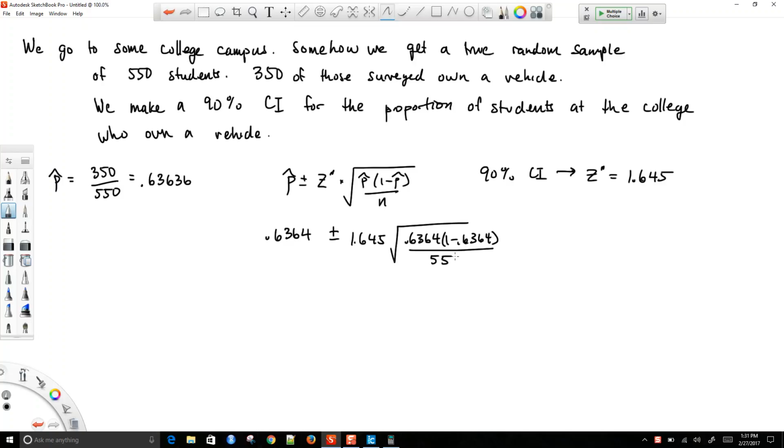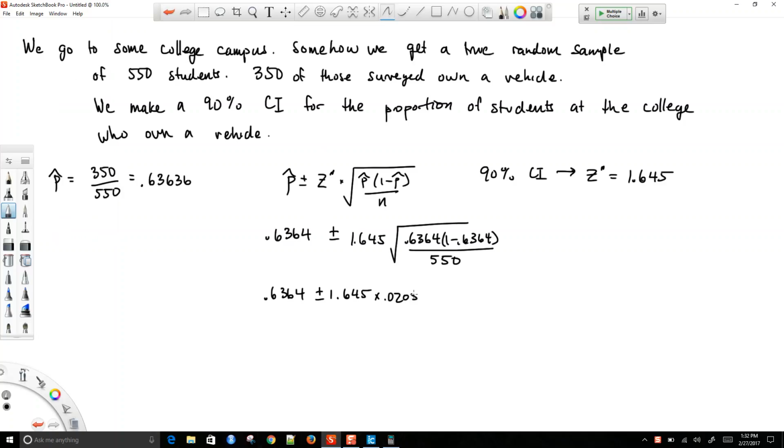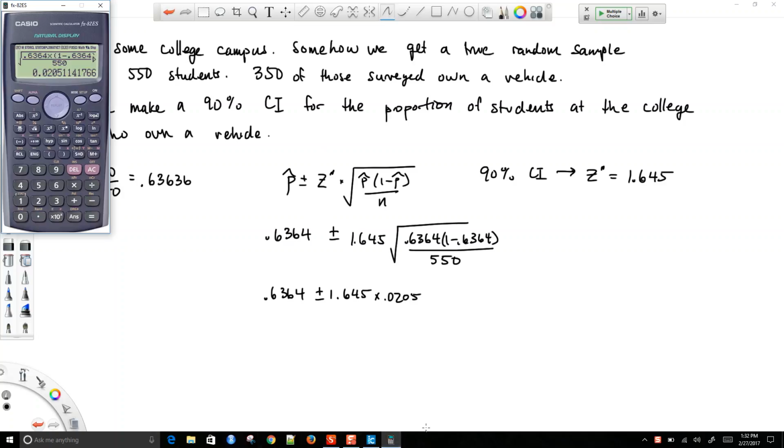Divided by n, which is 550. Okay, so I get 0.6364 plus or minus 1.645, and I'll punch this into my calculator, the square root of 0.6364 times 1 minus 0.6364 divided by 550, 0.0205. And multiply this by 1.645. Okay, and I get 0.0337.